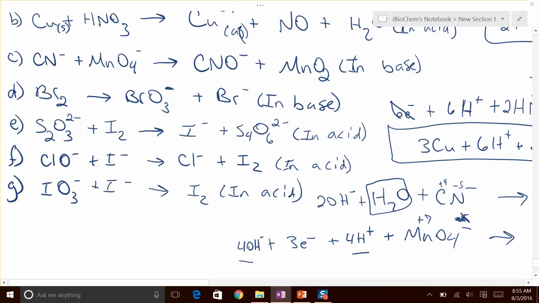What is that? That's a plus four. So we lost plus four electrons. And so you'd have to have four electrons over here. Basically, whatever this ends up being, that has to be the same. Right? Because you have to gain that many. So you'd have to multiply. I'm just going to do it in two.